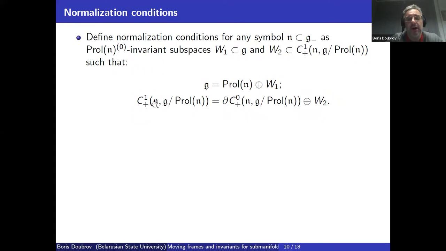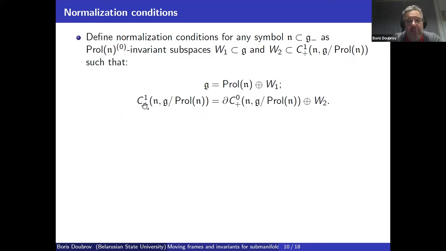Therefore, the action of N on G preserves prolongation of N, and this quotient G by prolongation of N is well defined. So we want to consider one-cochains, which are actually just linear maps from N to this quotient space. I could probably use the notation Hom instead of C1, but I start getting the natural cohomology operator, so I prefer to use cochain notation.